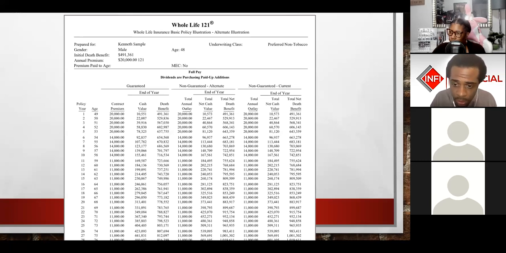And if you keep looking over to the right, the death benefit grew as well. Because when he started, it was almost 500,000. Now it's almost 900,000. And even on the guarantee side, it grew from 500,000 to almost 800,000. This is how this thing is powerful.